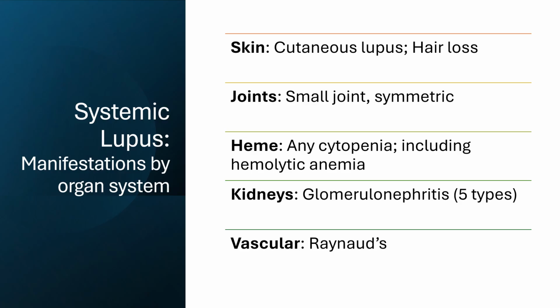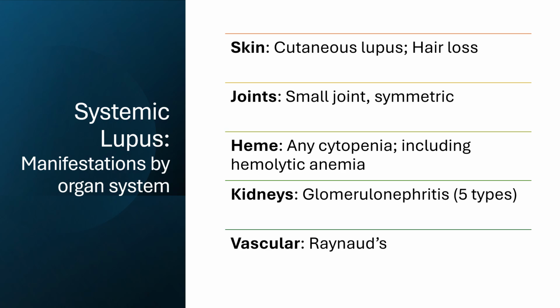Systemic lupus often will cause joint pain. This is an inflammatory arthritis. It tends to follow a pattern of being small joint symmetric, similar to rheumatoid arthritis. It's not limited to that. It can affect any joint, but that's the most common pattern.